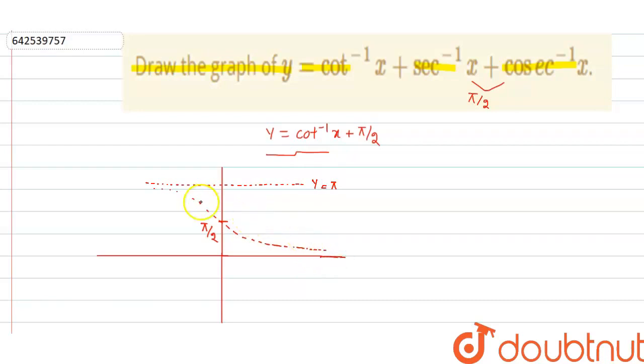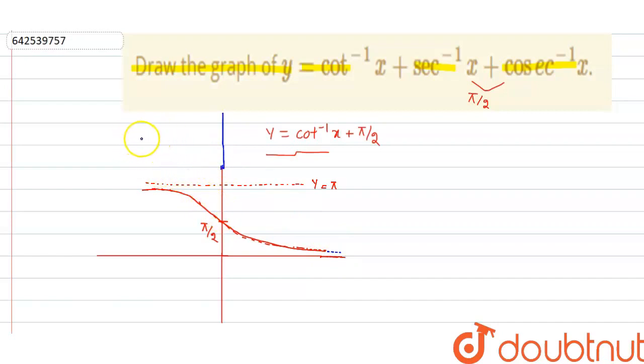Okay, now this is the graph of cot inverse x. Now what you do is just shift this graph in the positive y-axis with pi by 2 units. Okay, so if you extend this graph, so this becomes something like that.